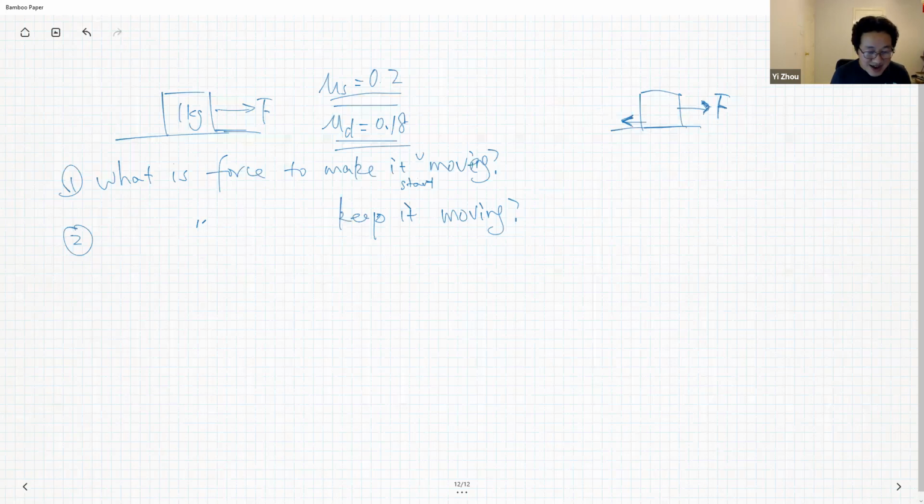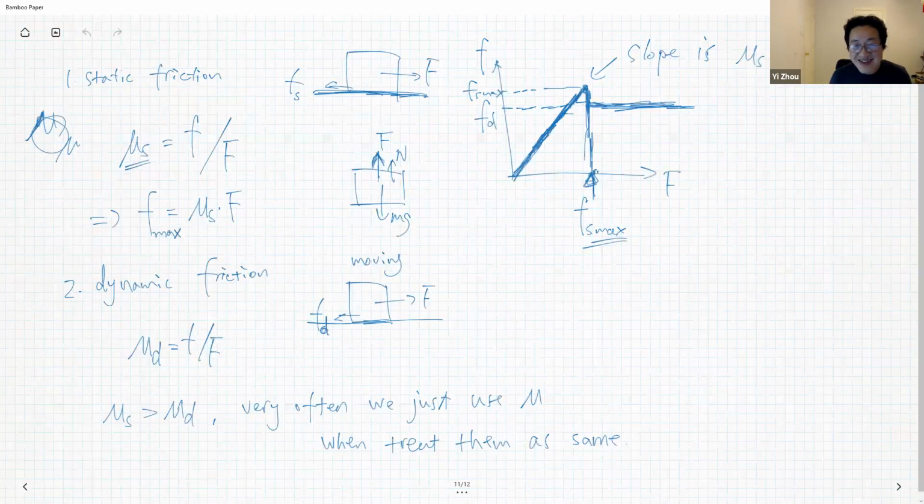Oh, I think I missed something. I'm sorry. No, this is wrong. I talked it wrong. This is not F. So the friction is because of the normal force. I'm sorry for this confusion. So this is the normal force.